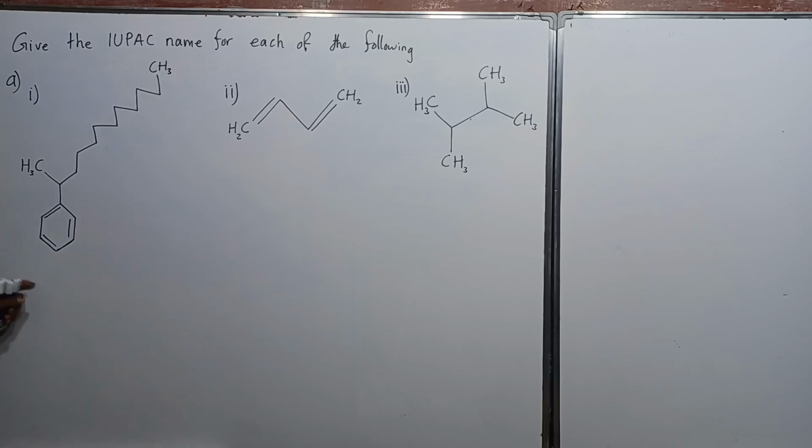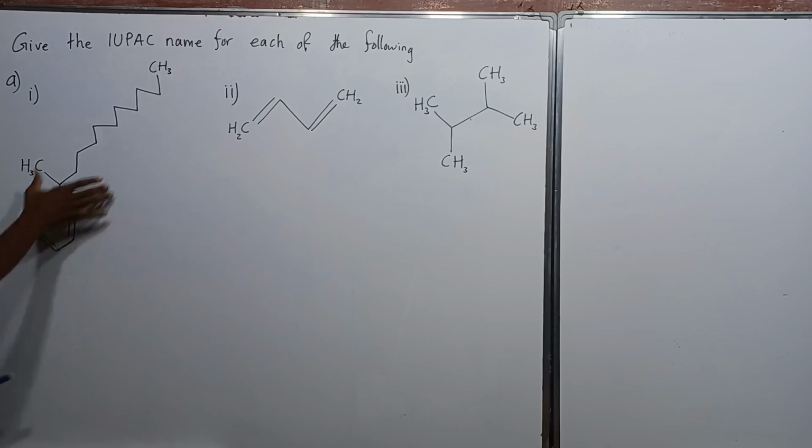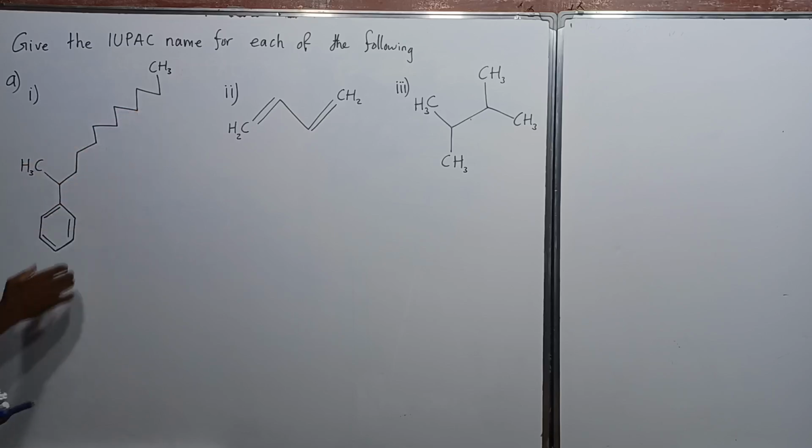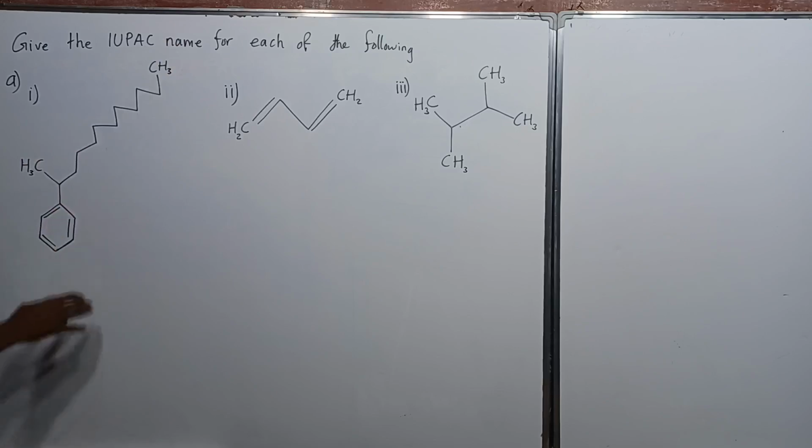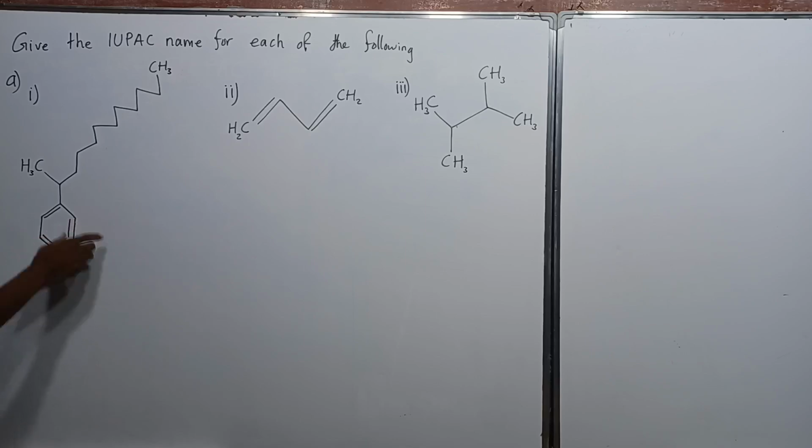So the first question is saying, give the IUPAC name for each of the following. They've given us this entire structure for the first part of the question. According to the IUPAC system for naming organic compounds, rule number one states that you need to identify the parent chain in the organic compound. The parent chain is the one having the highest number of carbons in the compound.